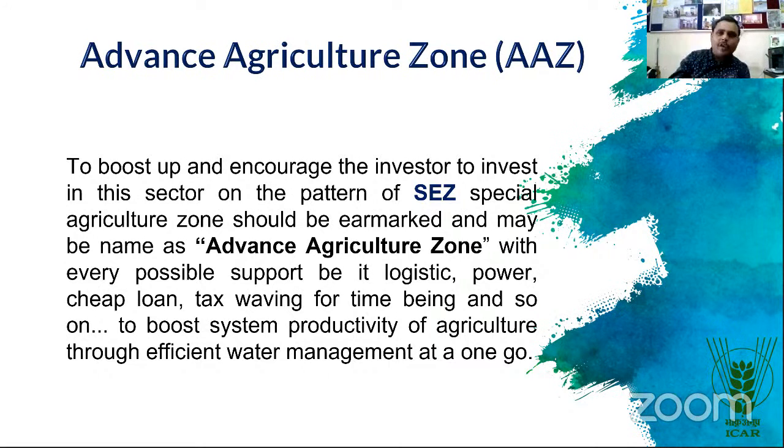As you know, our presence in the world agriculture export is very small. It is around 2.5%. Our export is 37 billion US dollars, which is less than small countries like Taiwan, Indonesia, Malaysia, Thailand. So we have to increase our influence in the world market. For that, we need a special advanced agriculture zone.